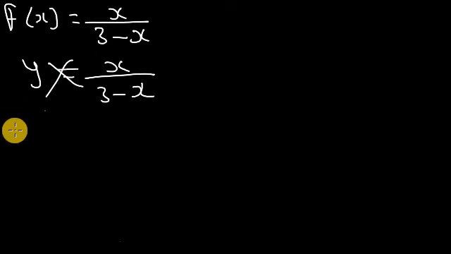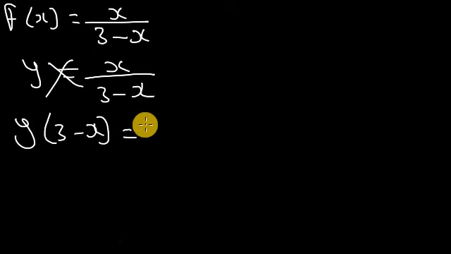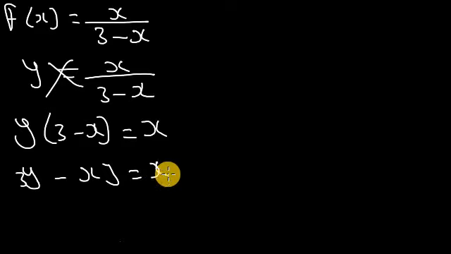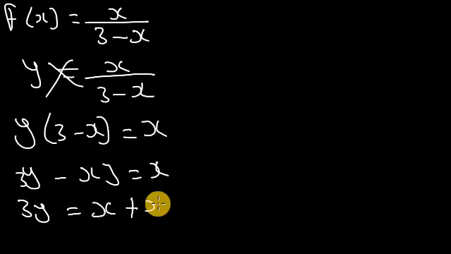Then I would like to cross multiply at this point. I have y multiplied by 3 minus x equals x. Then I will expand. I have 3y minus xy equals x. Then I will collect the like terms. I will add xy to both sides. I have 3y equals x plus xy.